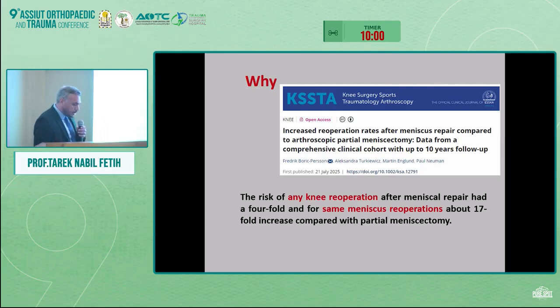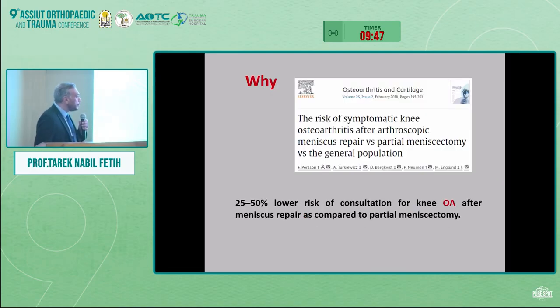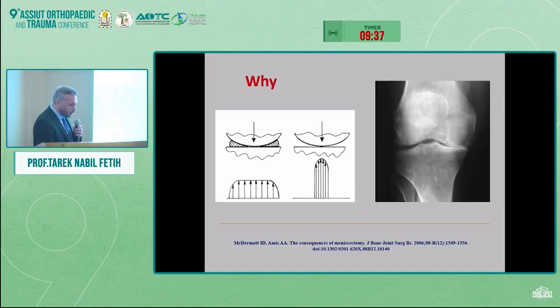We know that there is a risk of any knee reoperation after meniscal repair compared to meniscectomy of about 4 folds, and the same meniscus reoperation of about 17 folds compared to meniscectomy. But we also know that there is about a 25 to 50% lower risk of consultation for osteoarthritis in case of meniscal repair as compared to partial meniscectomy. That's why we try to repair the meniscus whenever possible.